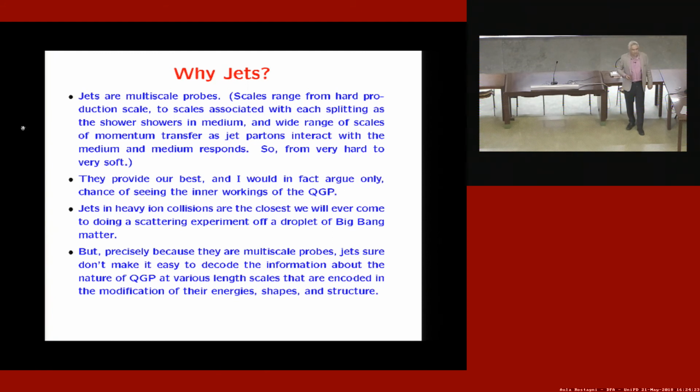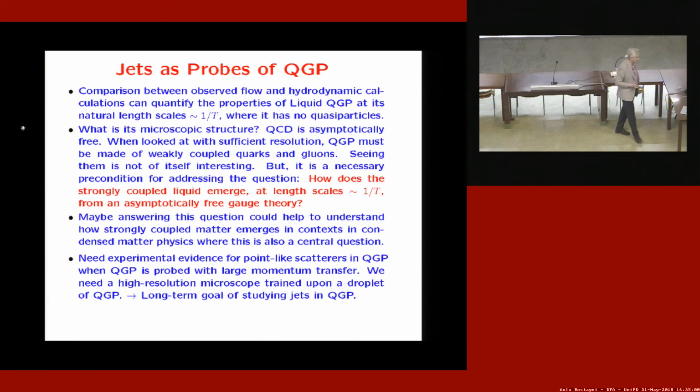So jets are the best chance that we have to study the inner workings of quark-gluon plasma. They're the closest we'll ever come to doing a scattering experiment off a drop of the Big Bang. In a very real sense, these experiments make drops of the Big Bang, and this is the closest we'll ever come to studying them with a scattering experiment. But precisely because they are multi-scale probes like this, a jet is not just an electron. Decoding the information about the nature of the soup by looking at the modification of a jet is really quite challenging. And this is the challenge that many experimentalists and theorists are now occupied with.